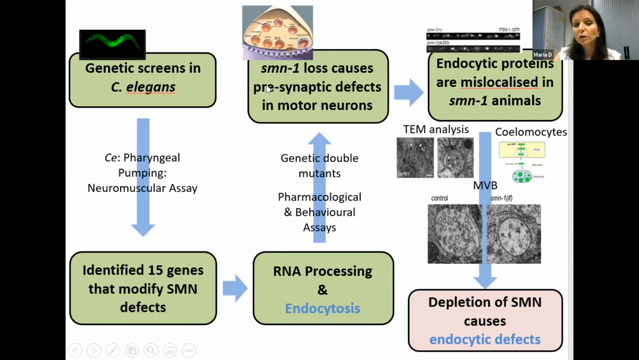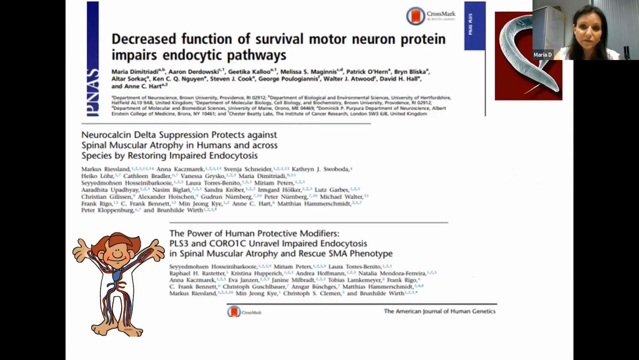Again, we followed a series of experiments, and then we ended up identifying that depletion of SMN caused endocytic defects. The initial work was done in C. elegans and Drosophila, and then everything else was done in the C. elegans SMA model. And why this is fascinating to me is because this is something we identified in the genetic screen back in 2010. Back in 2010, a tiny worm told us to look for endocytosis, for example.